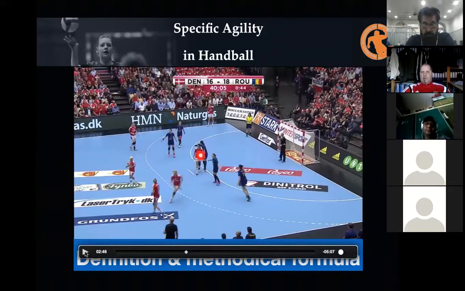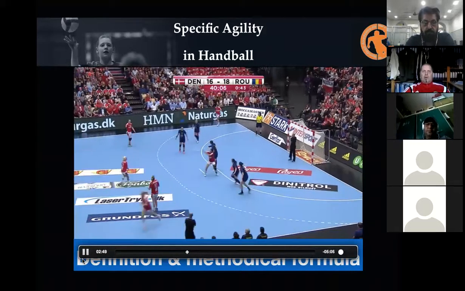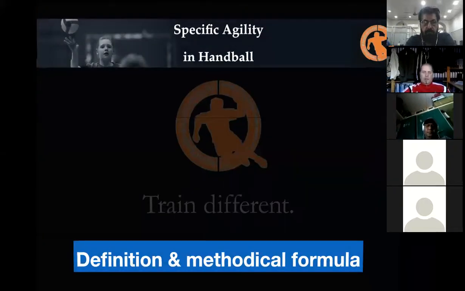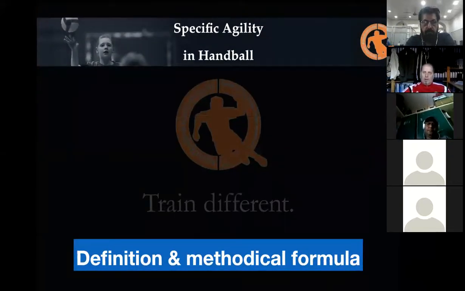So the defense here was talking. In that moment, a very easy pass to the pivot, and a very easy way to score.